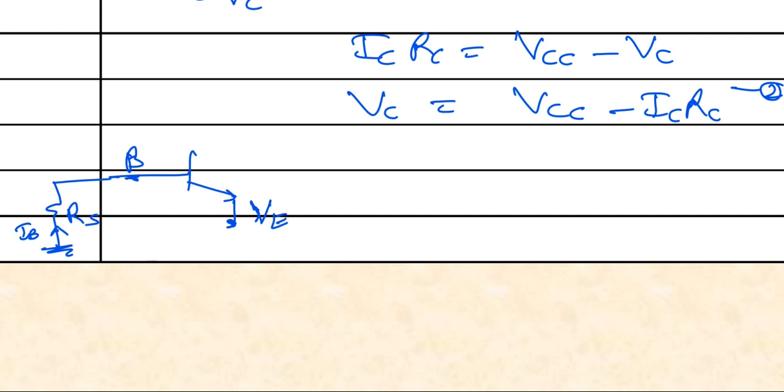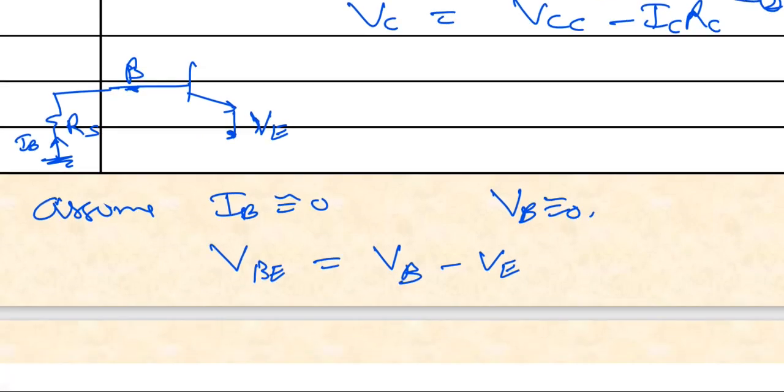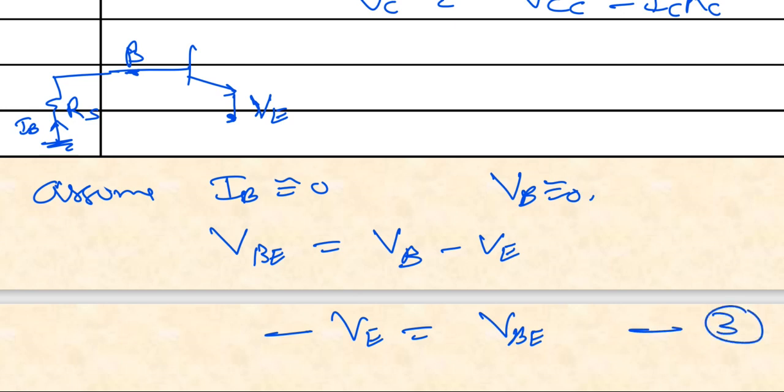Okay, फिर से एक बार रिपीट करता मैं. Assume करो base current is 0, so voltage drop will be 0. That means the base terminal is directly connected to ground. Okay, so VB is approximately 0. Then what is your VBE? VB minus VE, but VB is approximately 0 because base current is very small. So we got minus VE equal to VBE. So this is our equation number 3.